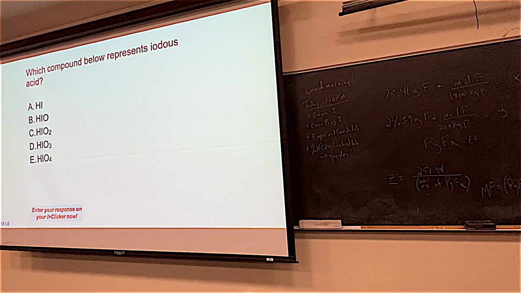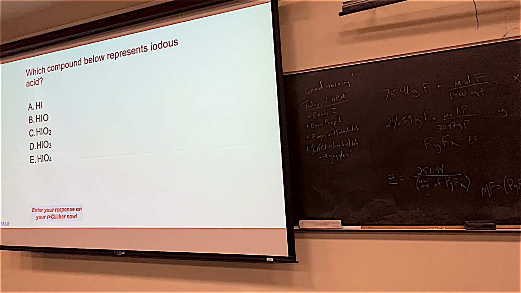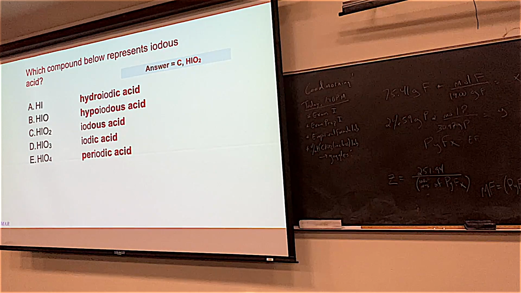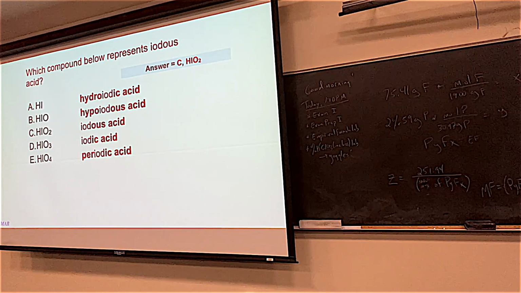Iodous acid is the name of an acid which isn't real common. I'm just going to show this to you to talk about it a little bit. If you want to participate, that's awesome. But there's a whole series of these hydrogen iodine acids. Without any oxygen, it's a hydro. Anytime you see hydro, it means there's no oxygen. So hydroiodic acid would be HI, no oxygen.